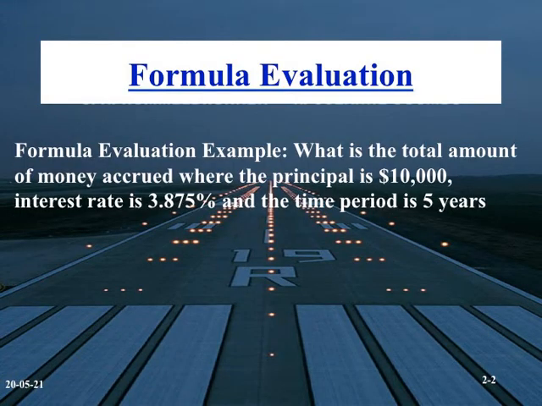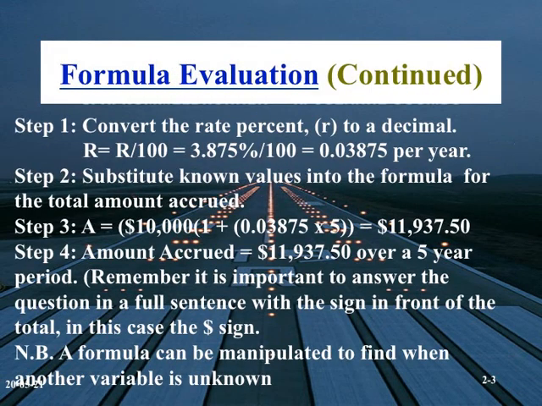So we're going to use the following example. What is the total amount of money accrued where the principal is $10,000, interest rate is 3.875%, and the time period is 5 years? So, step 1, we have to convert the rate, the percent, to a decimal. R equals R divided by 100, which equals 3.875% divided by 100 equals 0.03875 per year.